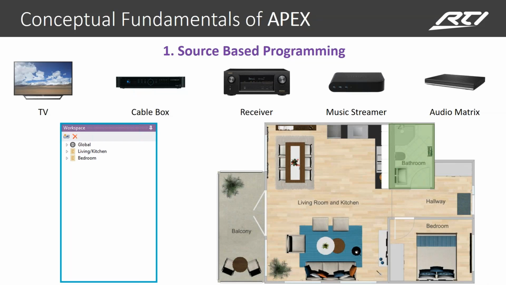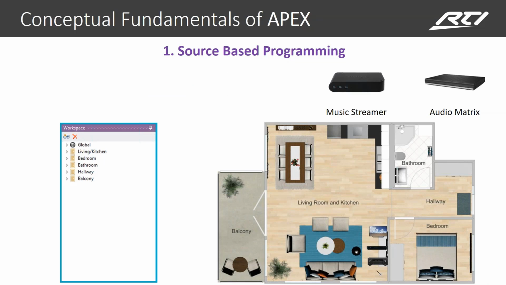I'm going to go ahead and add our rooms to the workspace. And then I'm going to add our sources to the living room and kitchen. You're going to see how that populates into the workspace. Underneath the living room and kitchen, there are no controllers. Under the sources, you have your home page, which is completely different because it's source-based programming. That's your activity page and the respective sources.